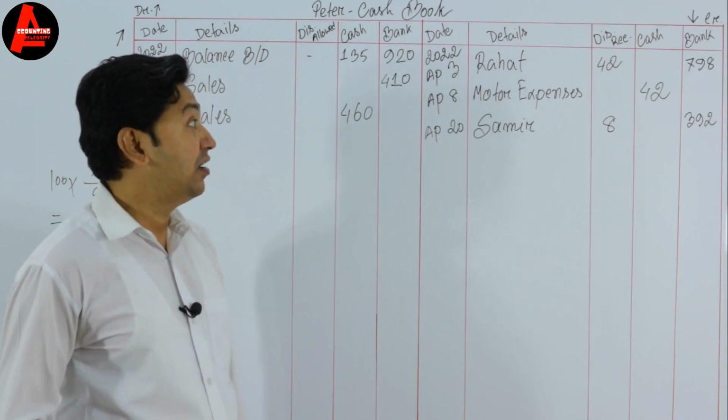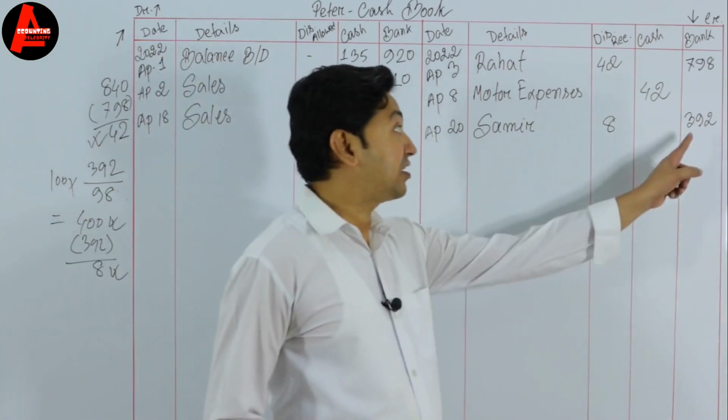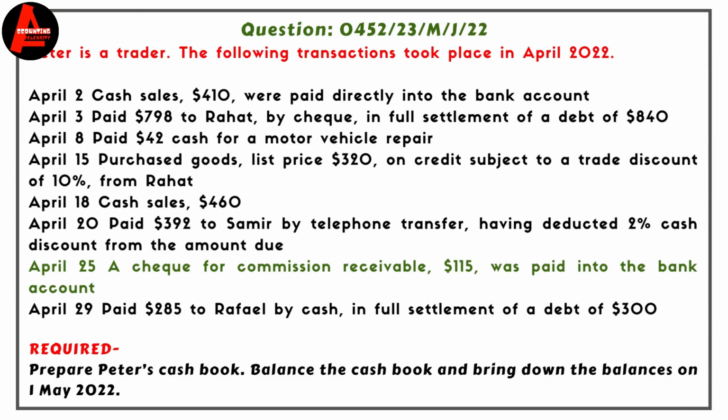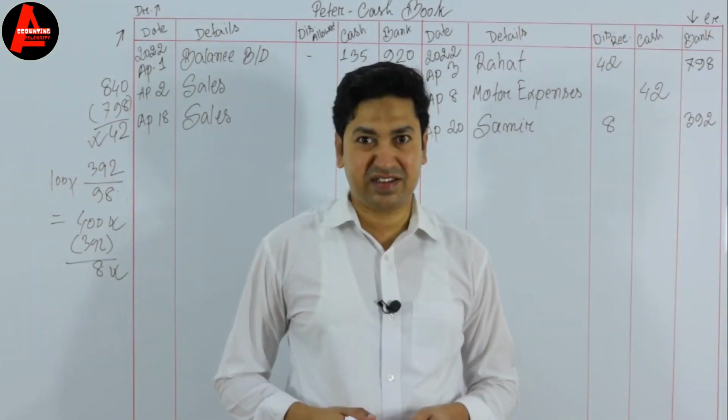You calculated the rate of discount directly on this price, but it is not correct, okay? So what is our next transaction here? 25, a check for commission receivable $150 was paid into the bank account, okay? So a check is paid into the bank account. Now tell me, bank increased or decreased?